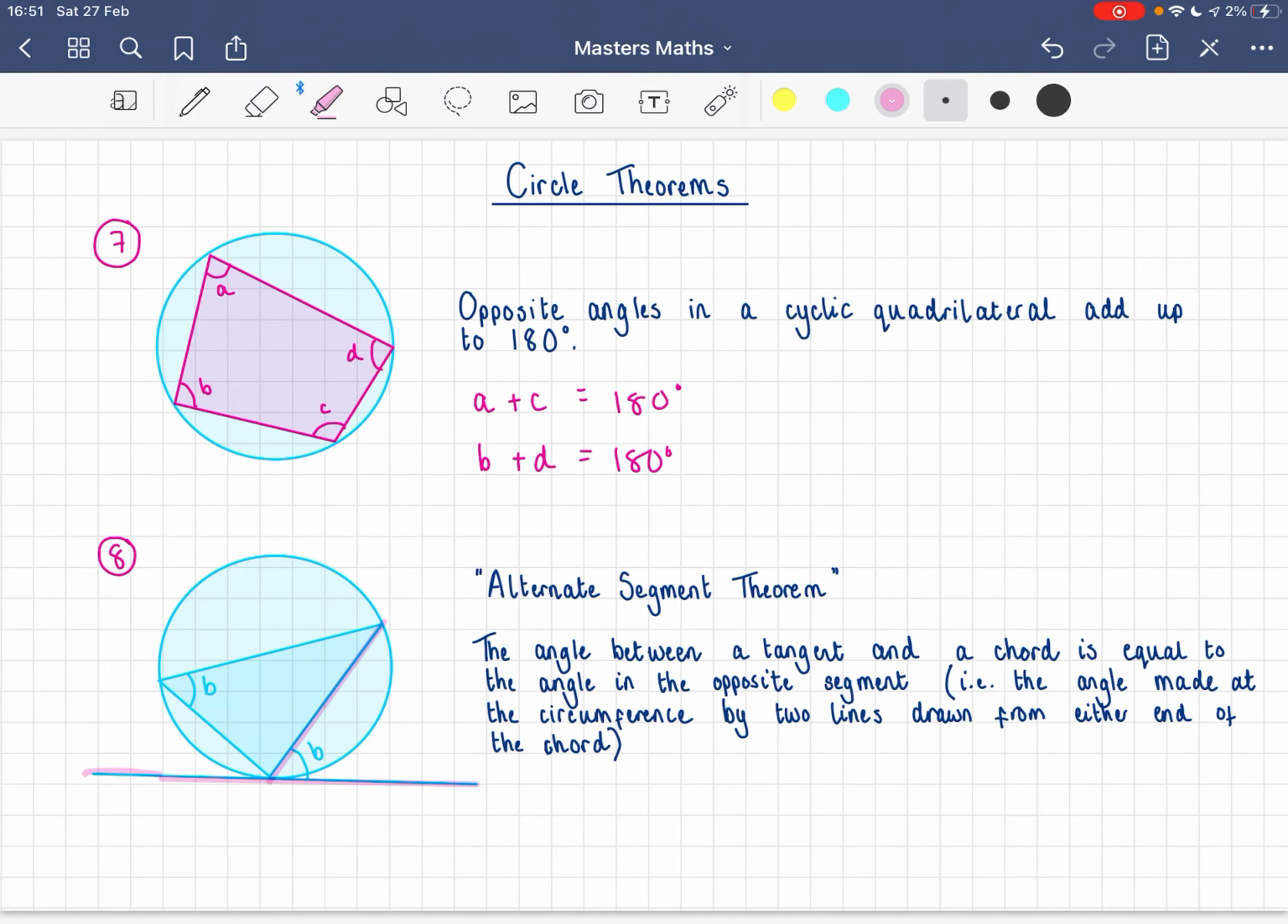So the angle between the chord and the tangent is equal to the angle in the opposite segment. So we are saying that the chord we have started with, this pink line that I highlighted, has created this segment of the circle, okay? So this is the segment that our chord has created, this yellow part. The opposite segment is the segment created on the other side of that line.